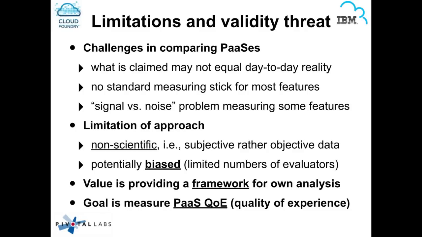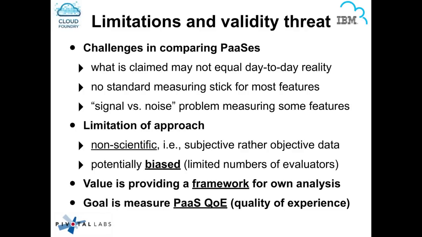And then you get the signal and noise problem. You're measuring a lot of things on the internet. Unless you have a fair amount of statistical sampling, it's going to be very hard to differentiate the two. So there is a significant challenge when you try to compare things that are on the web.